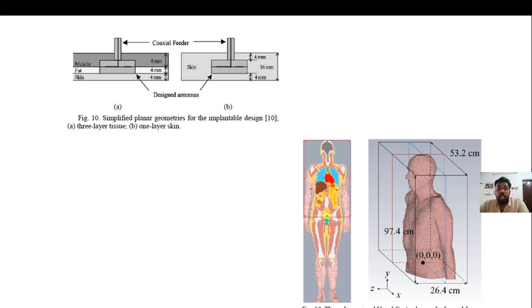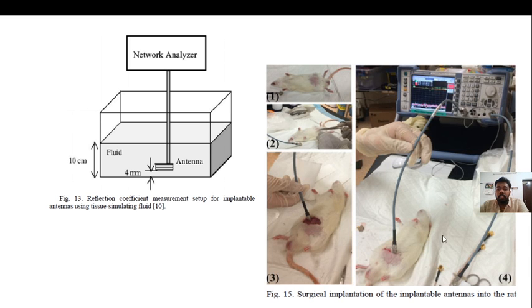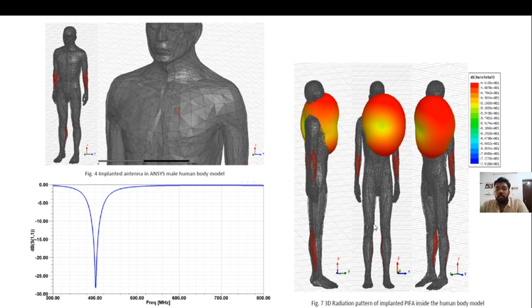Another important thing is that we are also able to analyze the internal organs. This is the simulated experimental setup in which a rat is used. Here the radiation pattern can also be identified. This is how the radiation pattern is gained for a PIFA antenna in a human model. So it is in HFSS, ANSYS male human body model.